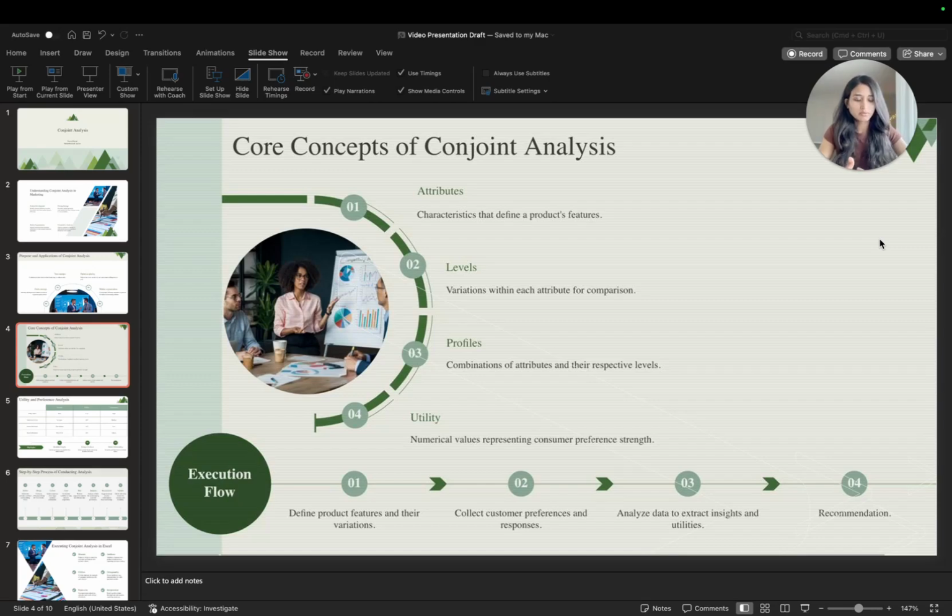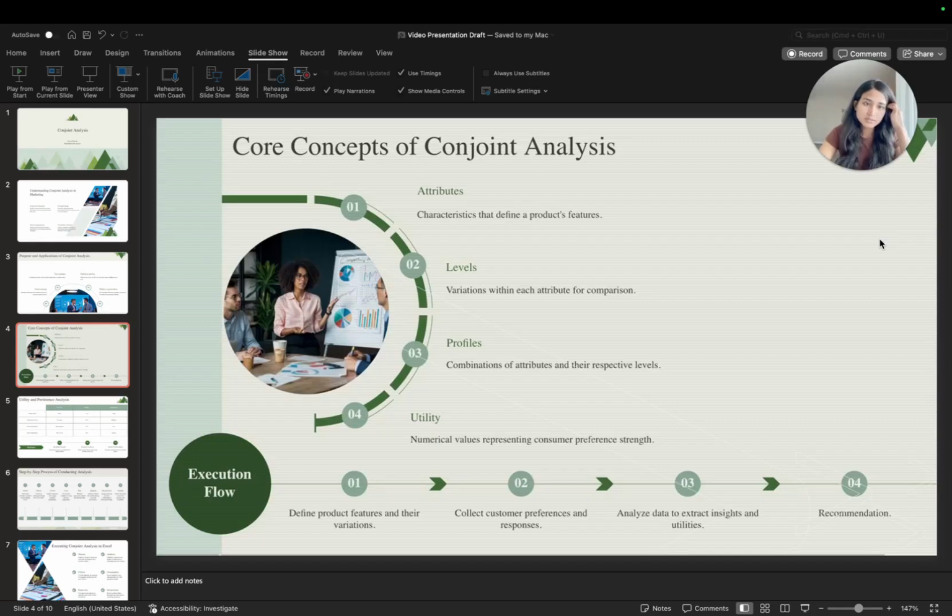So what are attributes? For example, there is a soap. The soap has different ingredients, like lavender, almond, milk, shea butter, or milk balls. The other attributes could be the colors, like blue, green, red, white, black, and also the price. In the analysis, the levels are the variations within each attribute for comparison. Each attribute has different levels which vary from each other, like mint varies from lavender in the ranking as per the preference of the customers.